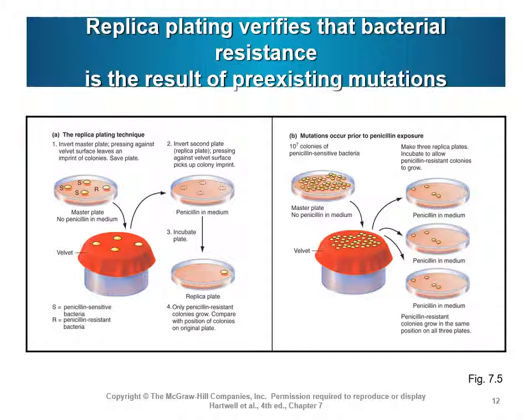So if the cells don't have resistance to penicillin, they are not going to survive. And as you can see, only one clone from the original plate, with penicillin resistance, is surviving and growing happily.